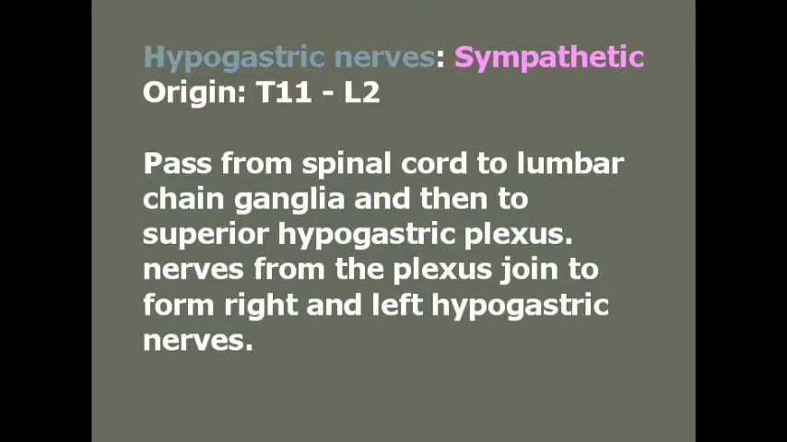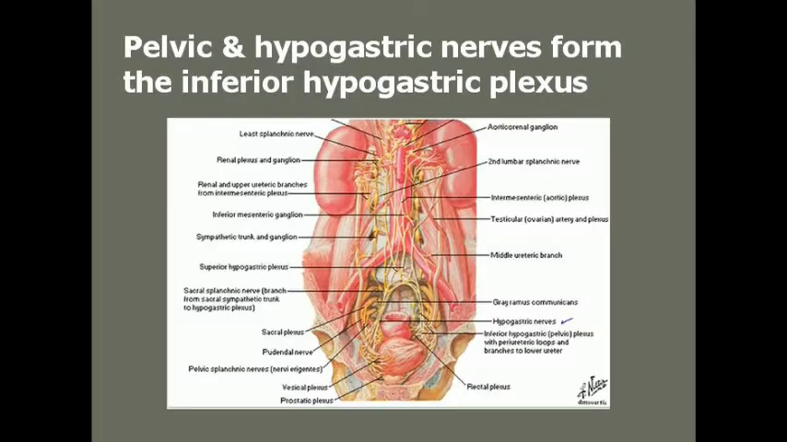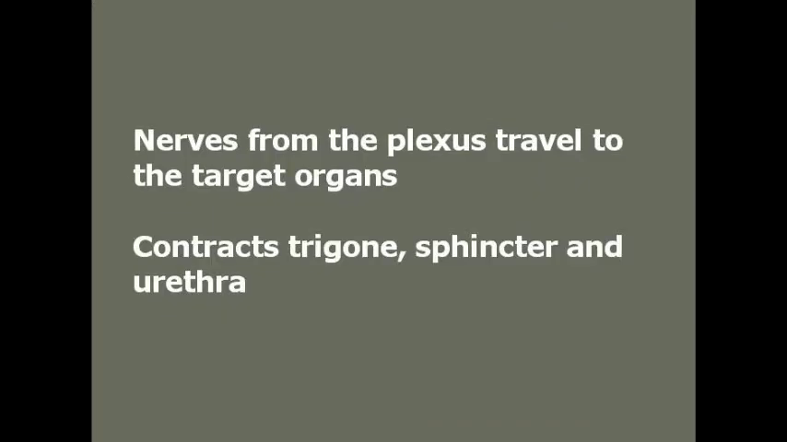Now, the sympathetic supply originates from T11 to L2. So this is from a higher up area. It passes down, it forms the right and the left hypogastric nerves, and they form the inferior hypogastric plexus. Then these plexuses travel to the target organ and contract the trigone, the sphincter and the urethra.